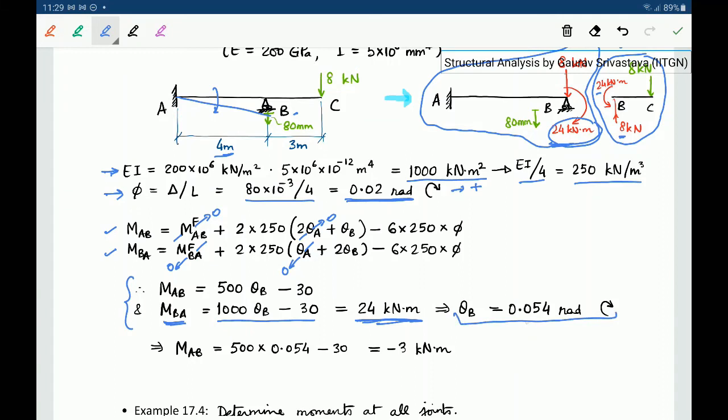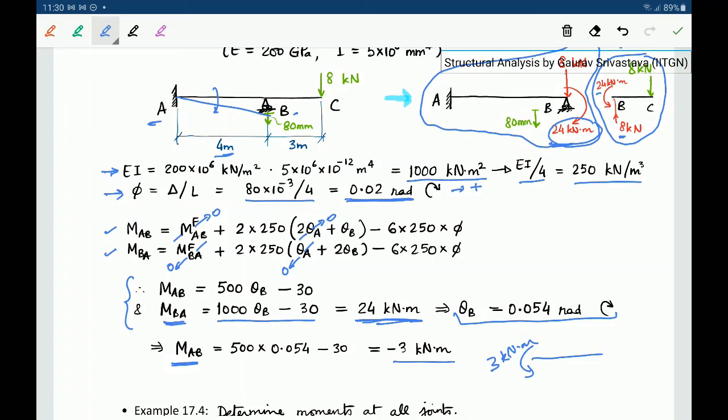Since theta B comes out to be positive, it is a clockwise rotation. And once we know theta B, we can calculate MAB, so we can calculate the joint moment here. That comes out to minus 3 kilonewton meter, which means that at end A there will be a 3 kilonewton meter moment in the clockwise direction.